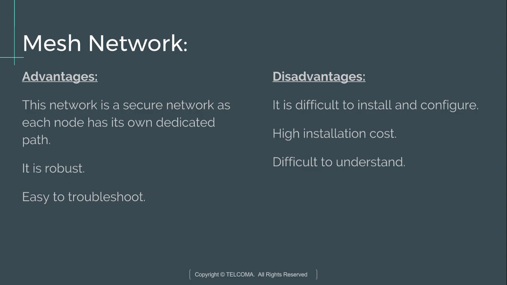So next are the advantages and disadvantages of mesh network. Advantages: this is a secure network as each node has its own dedicated path. It is robust and easy to troubleshoot. Disadvantages: it is difficult to install and configure, has high installation cost, and is difficult to understand.